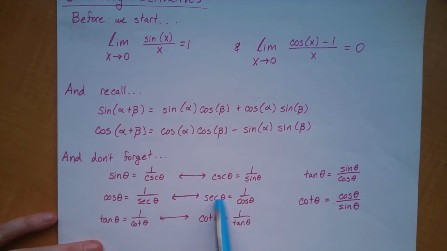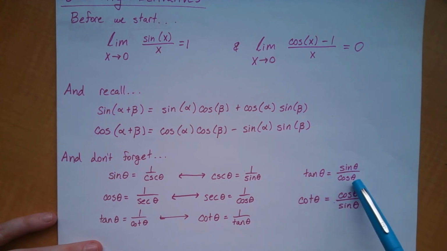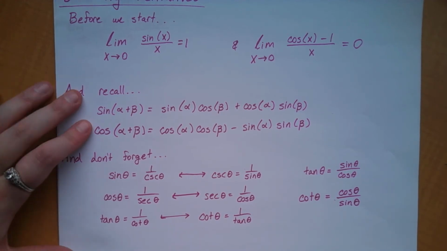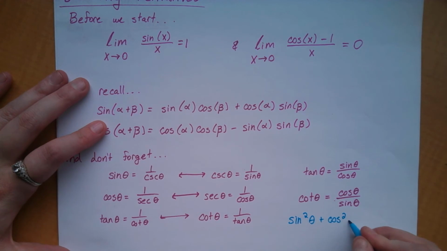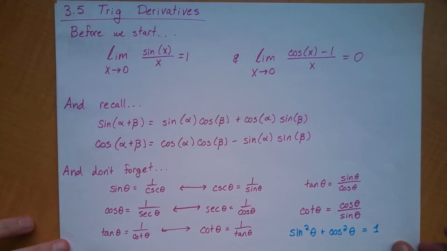Also, don't forget the fundamental trig identities we have here. So remember, sine of theta equals 1 over cosecant, and all the rest. Also, the quotient identities, so that tangent of theta equals sine over cosine, cotangent equals cosine over sine. And I'm going to add one that's probably my favorite and one of the most important ones, which is that sine squared theta plus cosine squared theta equals 1. Alright, so now that we have those, what we are going to start talking about is trig derivatives.